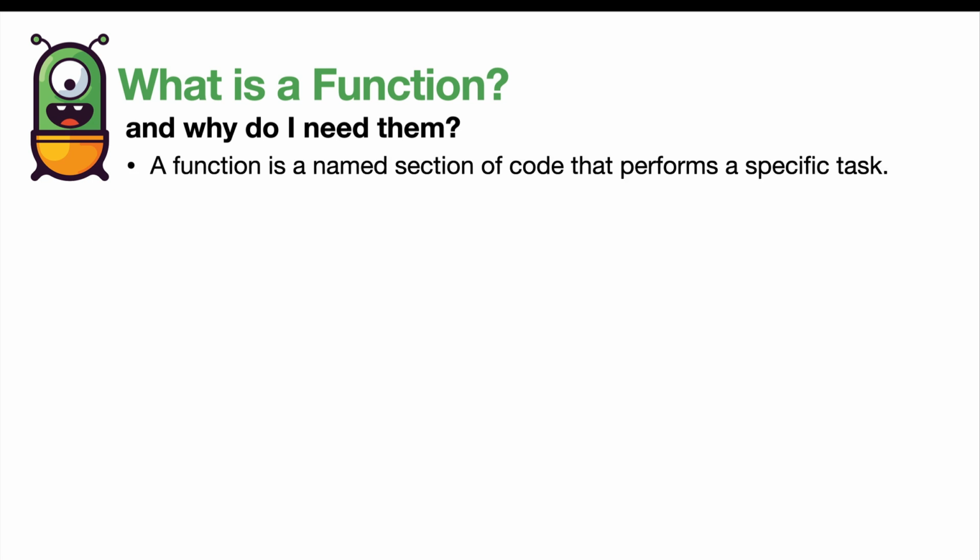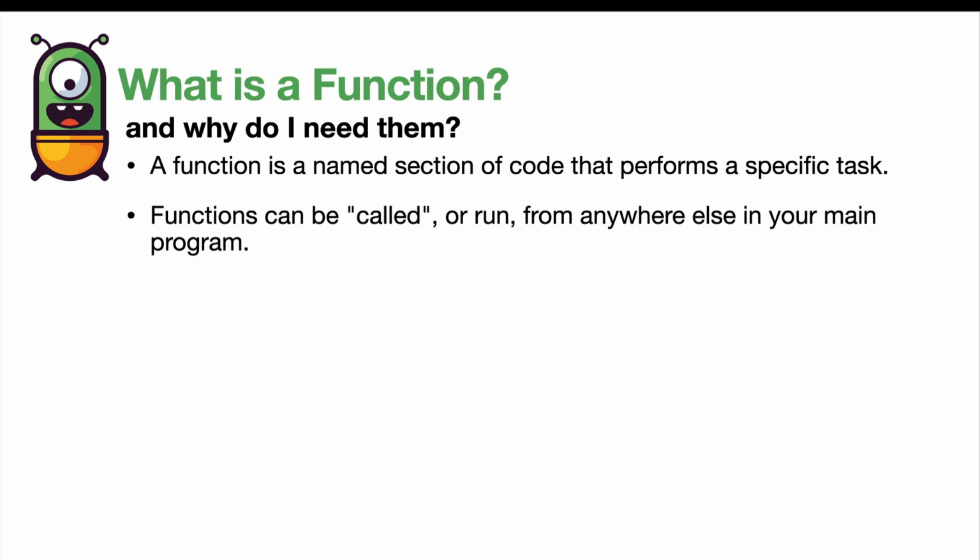So a function is a named section of code that performs a specific task. In other words, it's a group of lines of code that's put together and given a name so that we can execute all of those lines of code by just using that one name. Functions can be called or run. Called is what we typically say when we are running a function or using a function. We can call a function from anywhere else in your main program, including inside other functions.